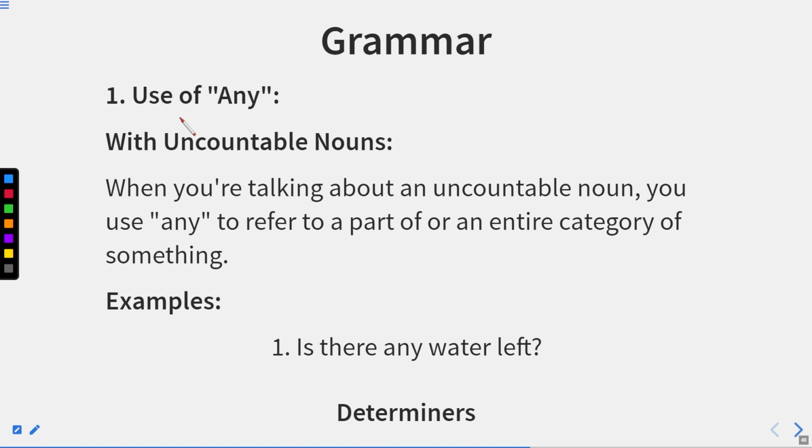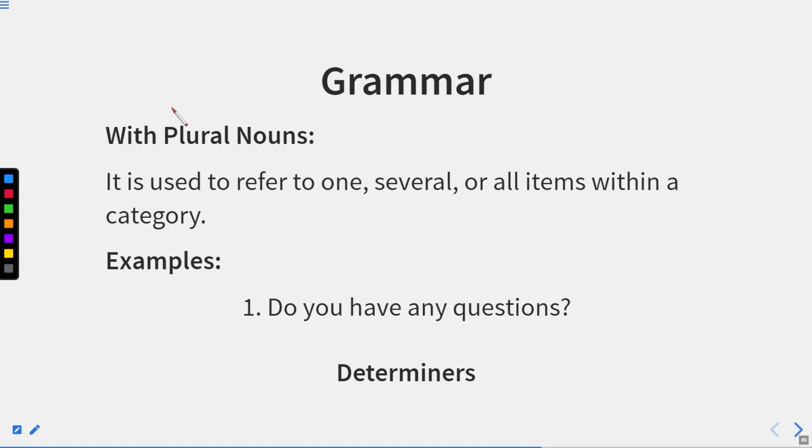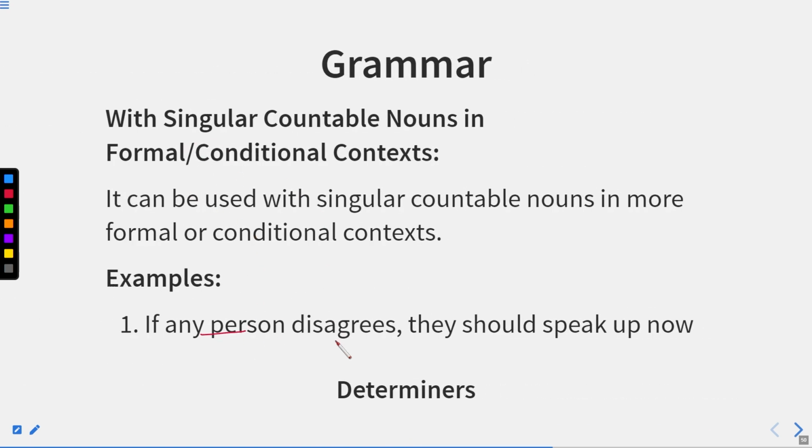How? First of all, we'll read it with uncountable nouns. When you are talking about an uncountable noun, you use any to refer to a part or entire category of something. Is there any water left? It means we are talking about any type of, any amount of water. Now, we have already read these things before as well. So we just read the examples. Do you have any questions? It means if you have any query, you can ask. If any person disagrees, it means we are talking about all the persons. They should speak up now.